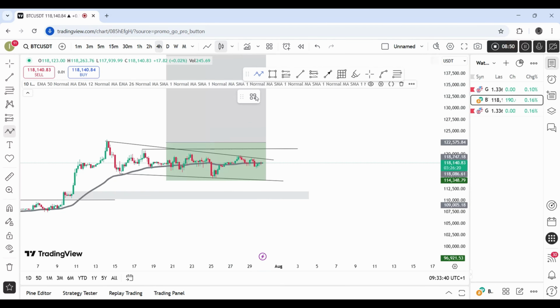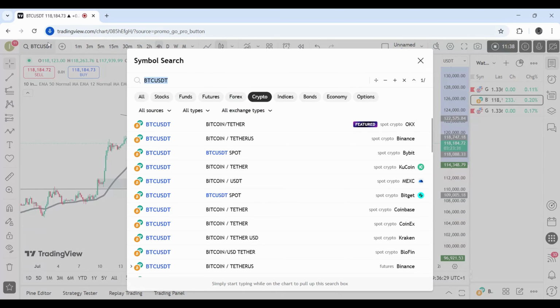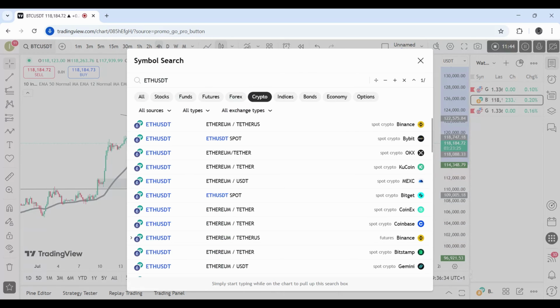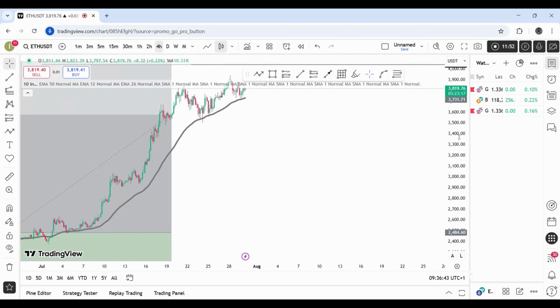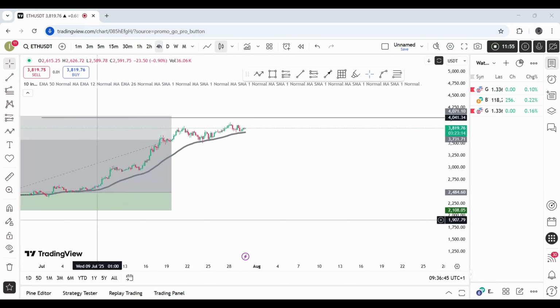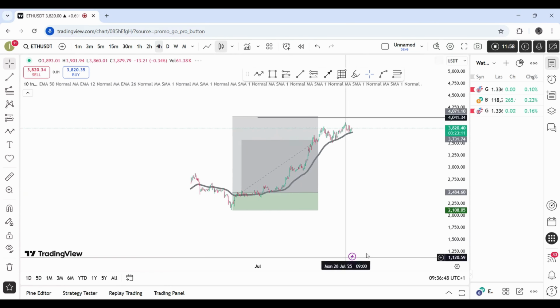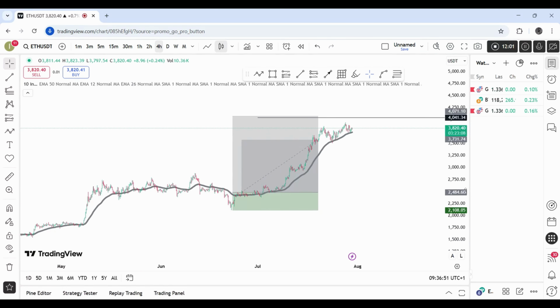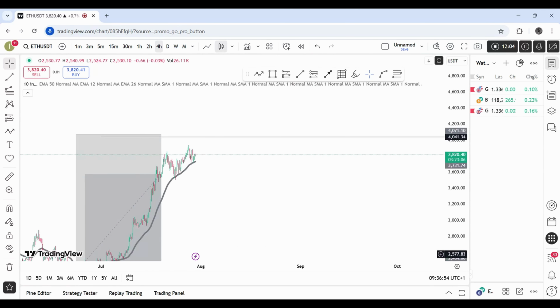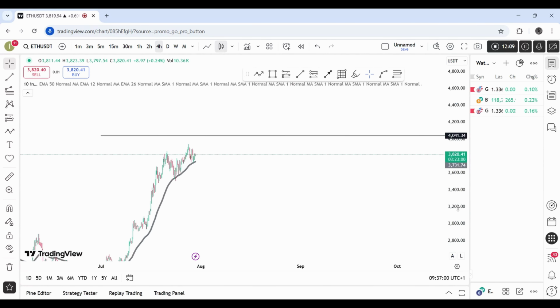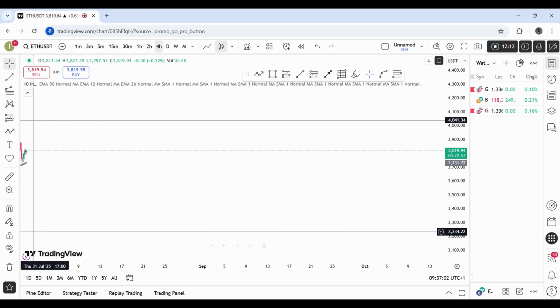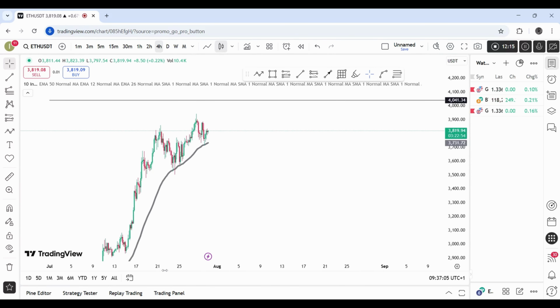So what is my analysis on Ethereum? I took a trade on Ethereum this week. I saw a clean entry and I took another trade around here. So let me show you guys what I saw that made me enter the trade on Ethereum.